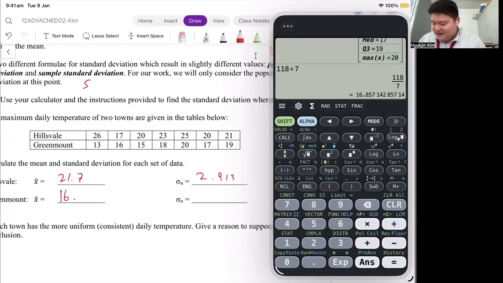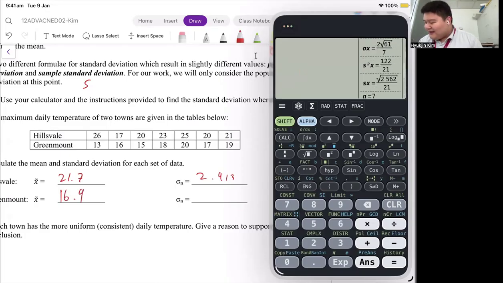I apologize. Maybe I'm not qualified to be a teacher. Standard deviation is 2 root 61 over 7.